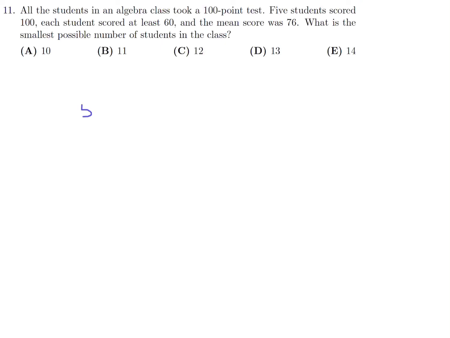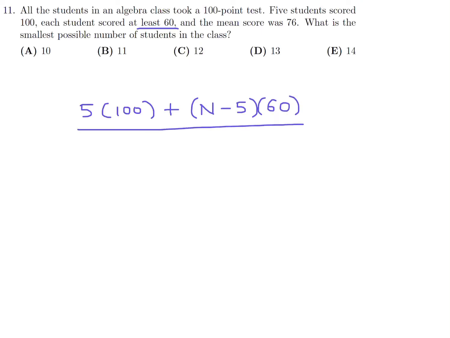So we have 5 students that score 100, and then we have the remaining students. If the number of students is n, the remaining students would be n minus 5, and they score a certain amount. Now, the lowest it could be is 60. If everybody else scored 60, 60, 60 like that, let's see what that gives us. That's the extreme case scenario.